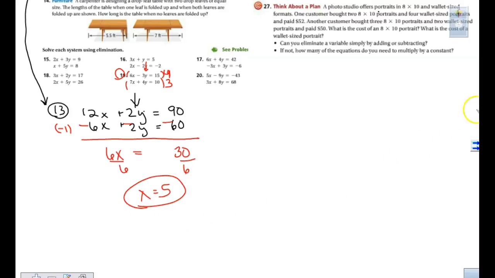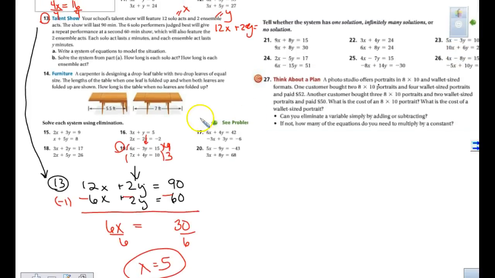And if I'm looking at my solos, x should be 5. Okay? So if I know that I have 5 solo acts, does it matter which equation I go to find how many ensembles I have? No. So which one do you want to go with, Sam? First or second? Second one. So the second one seems a little easier.